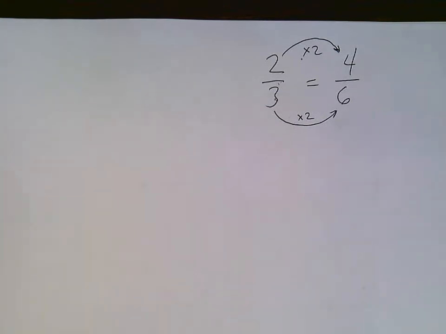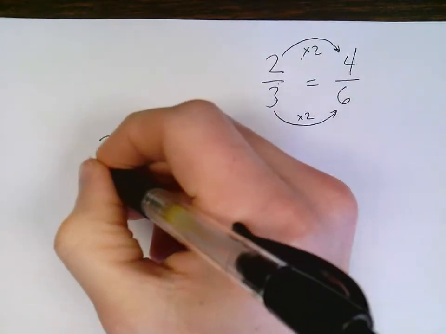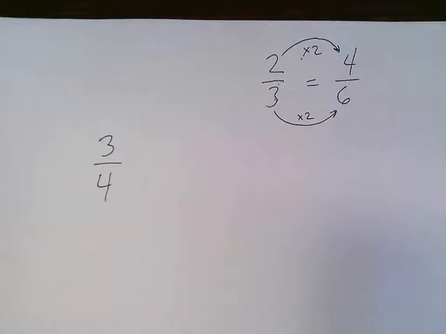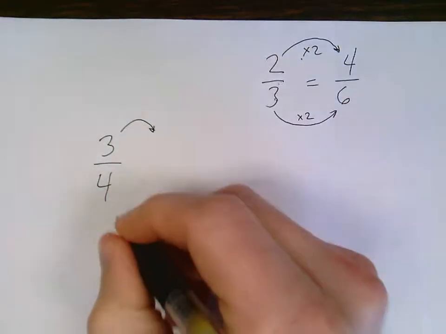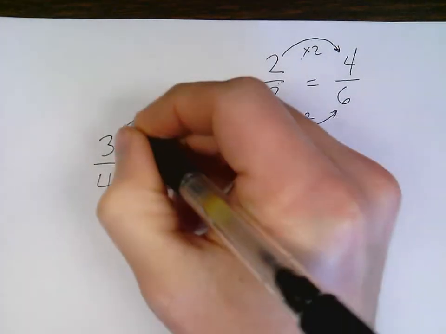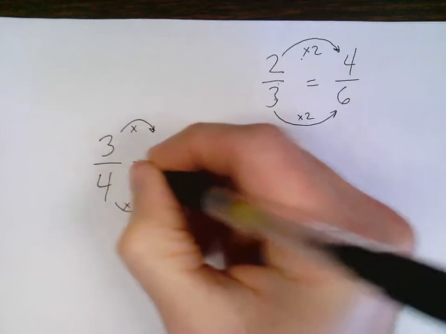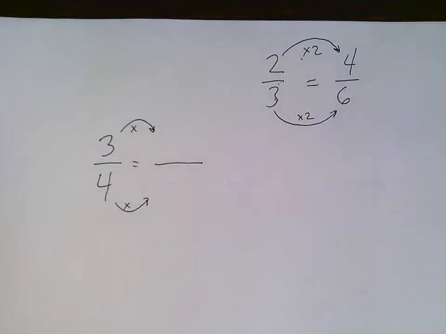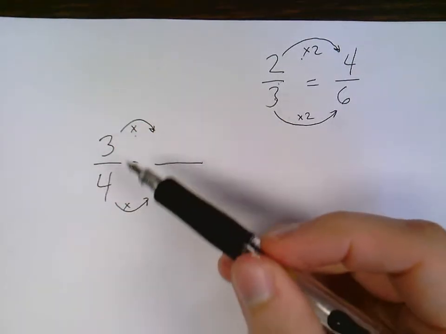So if I start with 3/4, I can multiply the numerator and the denominator by the same exact thing, and it's going to give me an equivalent fraction. Now I can do anything with the exception of 0. If I do times 1, it's obviously going to give me 3/4, which is certainly equal to 3/4. I can do times 2, times 10, times 50, times 75, anything at all, as long as I multiply the numerator and the denominator by the same exact thing.